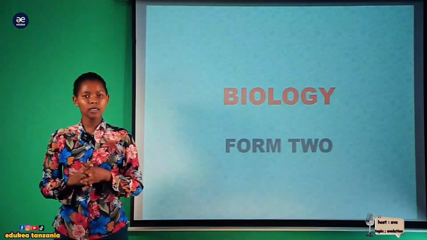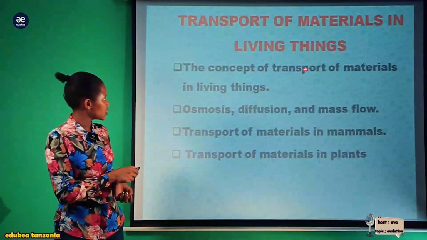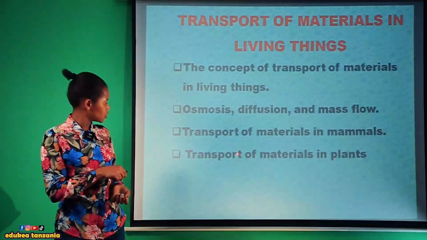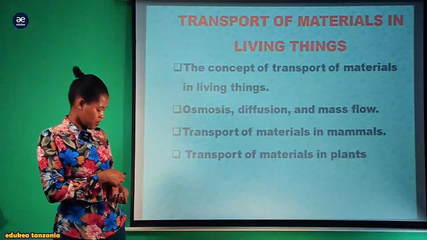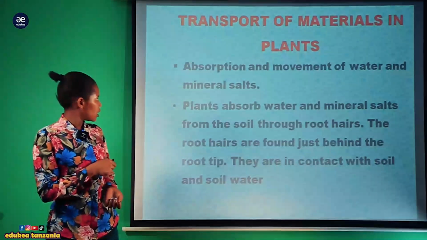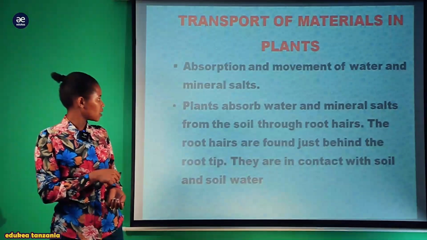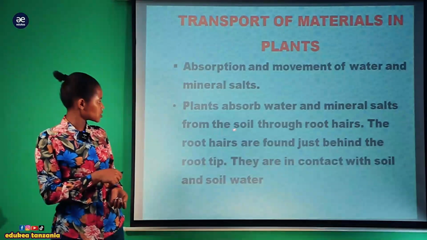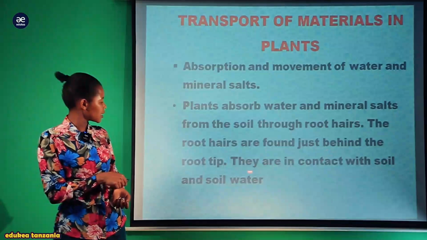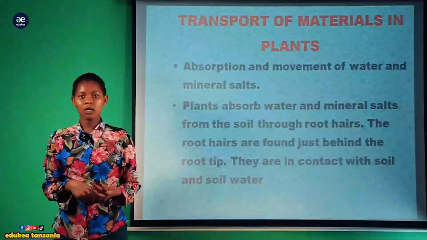But today we'll continue our Form 2 topic, which is the transport of materials in living things. Today we will pass on to our final subtopic, transport of materials in plants. It is a continuation of this subtopic because we already started it. Today we will deal with the absorption and the movement of water and mineral salts. Plants absorb water and mineral salts from the soil through root hairs, and the root hairs are found just behind the root tip. They are in contact with the soil and soil water.